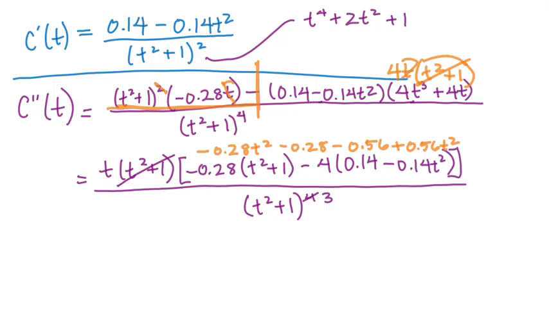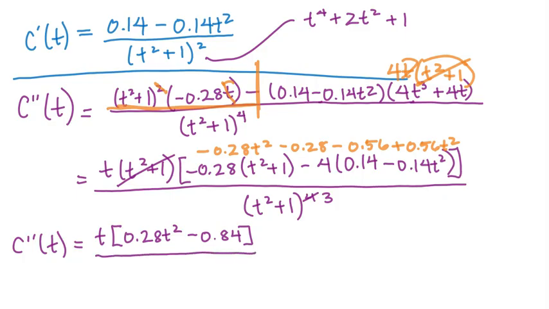Okay, so when I'm all done simplifying, I think this might be a final step. I have a t out in front. In the brackets, I have a negative 0.28 t squared plus 0.56 t squared, so that becomes a positive 0.28 t squared. I have a negative 0.28 minus 0.56, which is a negative 0.84. You could factor a 0.28 out of that, I think, or maybe a 0.14, but I'm not too worried about it. I'm going to leave it. And then I did clean up the bottom just a little bit. I got it down to t squared plus 1 cubed.